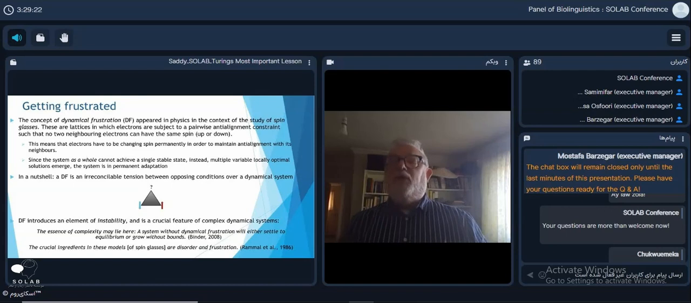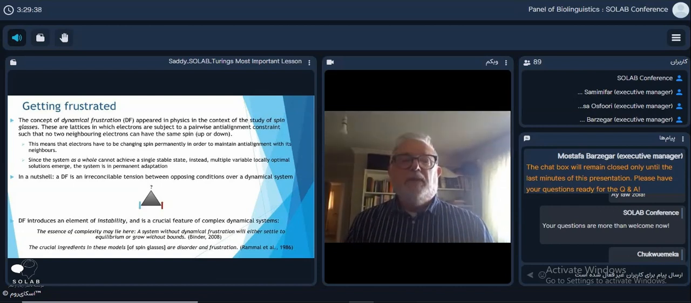The system as a whole can't achieve a single stable state, but instead you get multiple variable and local solutions. So you have local minima. The system is in a permanent state of adaptation. This sounds familiar to us.